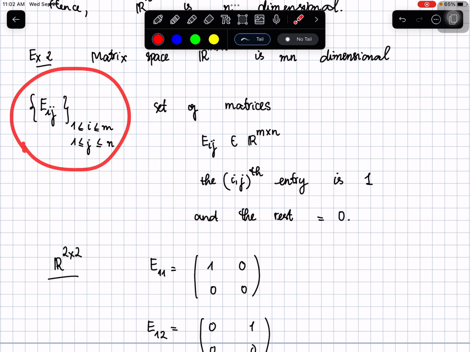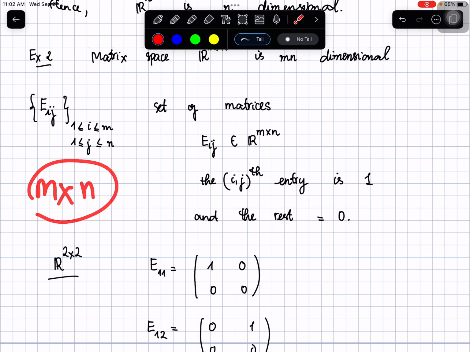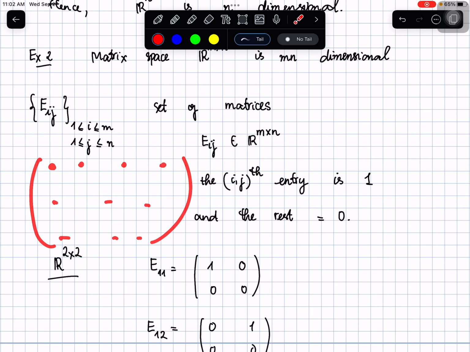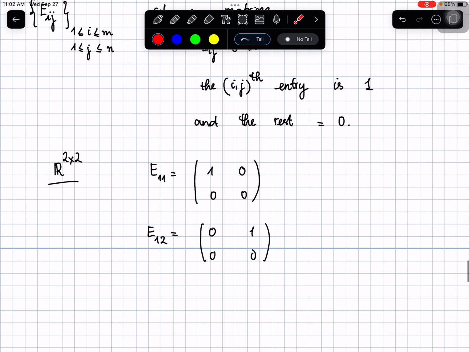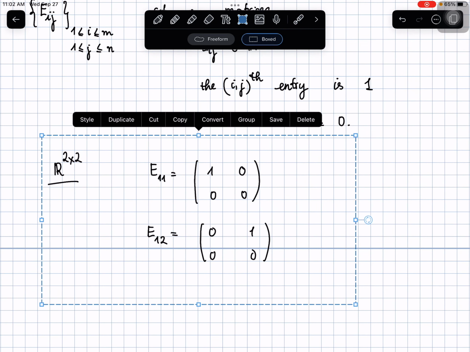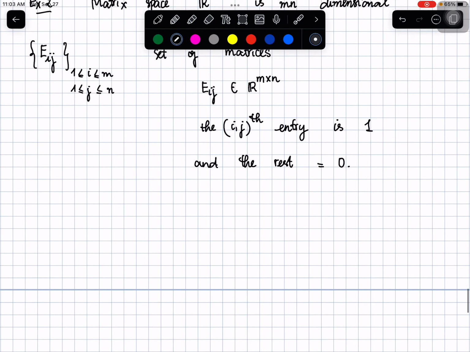And how many vectors are here? We have m by n matrices here, right? Because it's a matrix with m rows and n columns. The first matrix is E11, the second one E12, and we have m by n matrices like that. And they form a basis of the vector space R^(mn). So now we need to prove that.